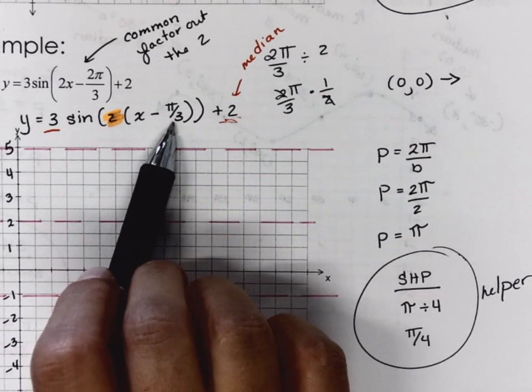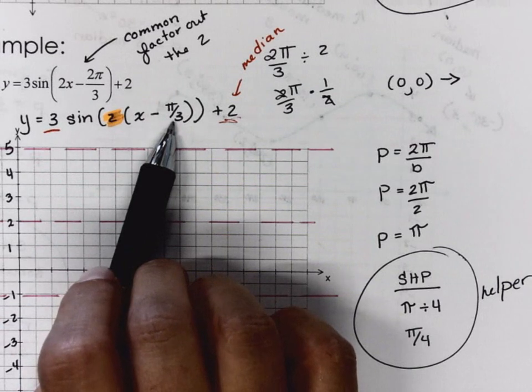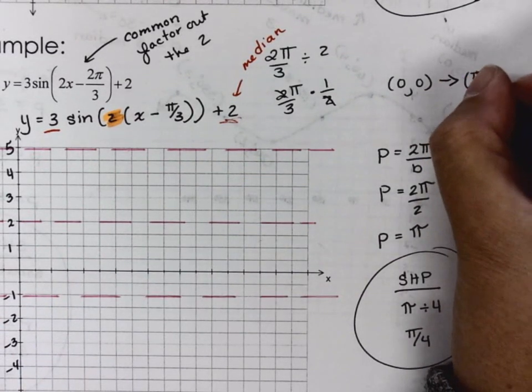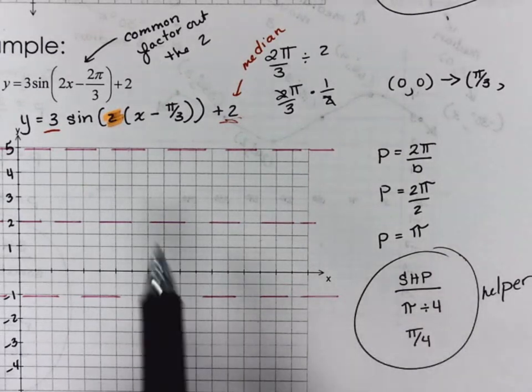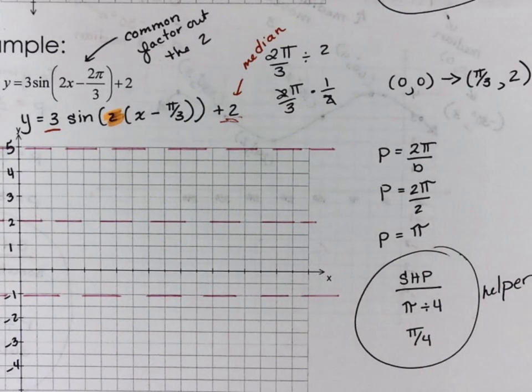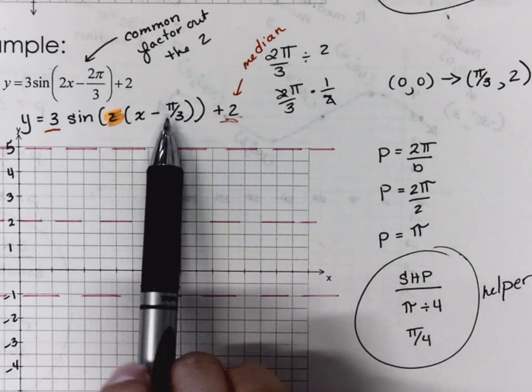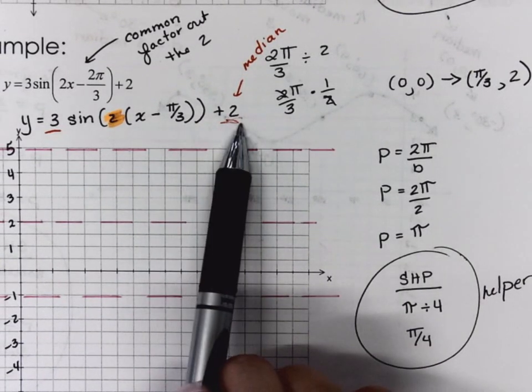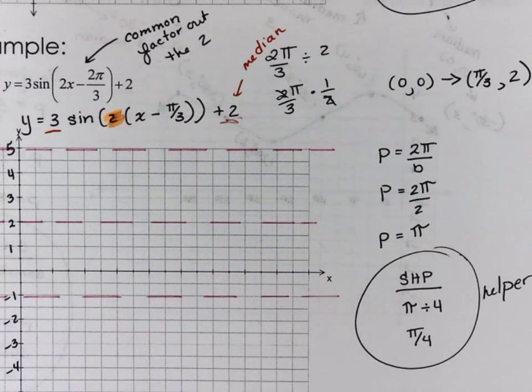Where are we shifting? We're shifting pi over 3 to the right, so it's going to be positive. And where's our median? 2. It's kind of similar to vertexes on your quadratic. Your vertex was the value in here and out here. And that's sort of the same thing with our starting points, right? Now, on a sine graph, that's where they start. On a cosine graph, you'd have to find what the maximum is to find the starting point. So it's all kind of related, or it follows similar stuff.